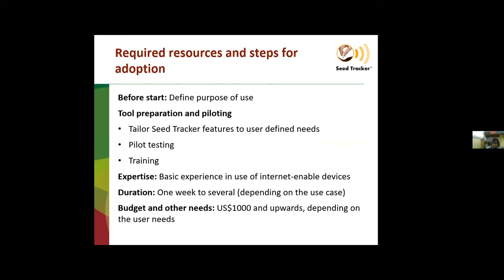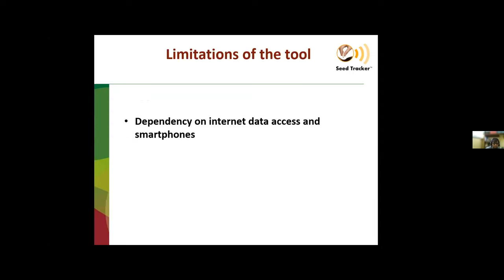Usually there are some features which don't cost anything, but anything that requires tailoring to user-defined needs may take anywhere from $1,000 upwards. This funding is mainly used for reprogramming and also to establish sometimes the infrastructure necessary for adopting Seed Tracker at the user end. So what are the limitations?